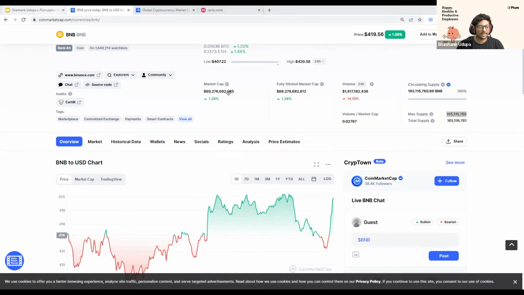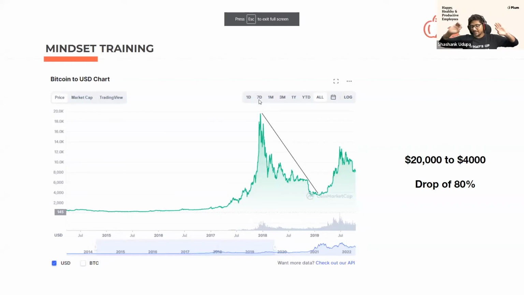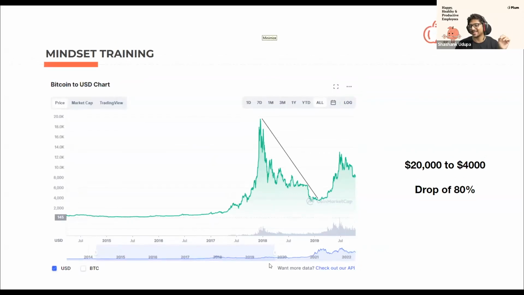Now, coming to the document again. How many of y'all think cryptocurrency trading is fun, easy, and nice, okay? And you think Bitcoin is safe? It is not safe at all. I'll tell you why it's not safe.